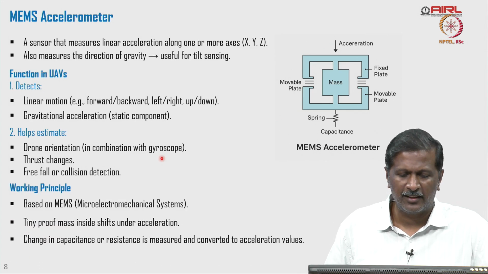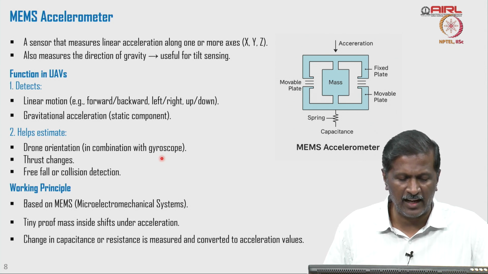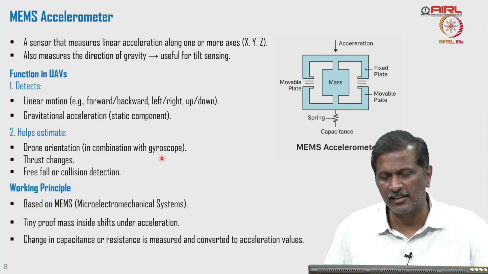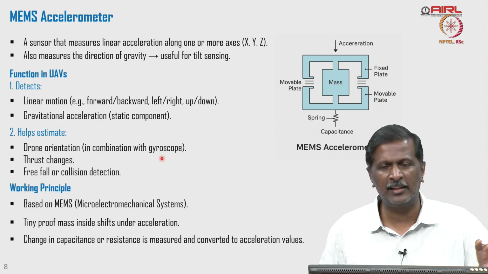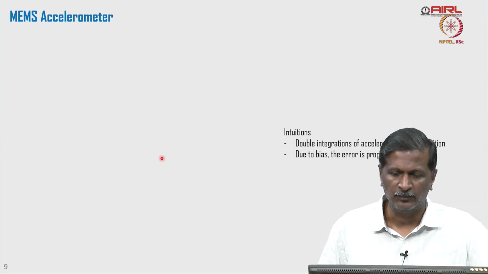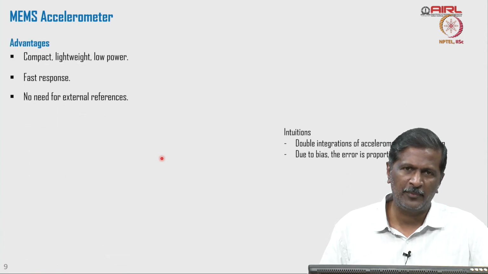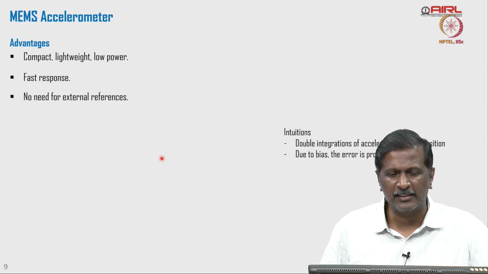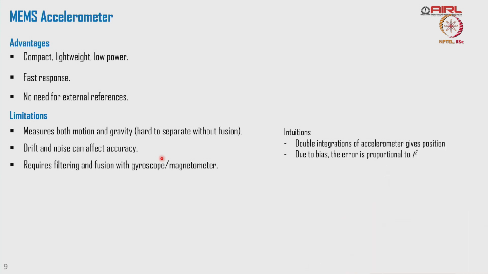How does it work? It is a tiny mass inside that gets an acceleration, and that leads to a change in capacitance or a change in resistance that is used to convert the acceleration into an electrical signal, and we can do the conversion into acceleration accordingly, right. Now, what is the advantage? They are compact, lightweight, low power, very fast response, and there is no need of external references for this. It measures both motion and gravity. Drift and noise can affect the accuracy over a period of time.